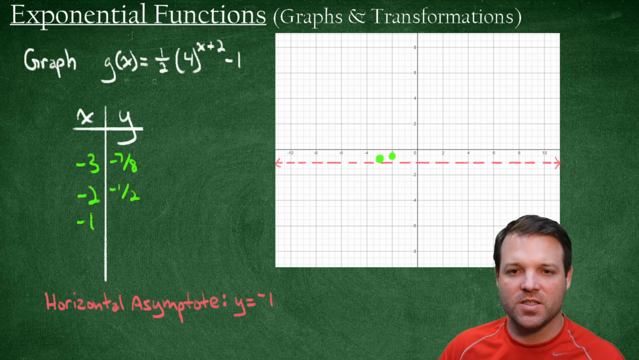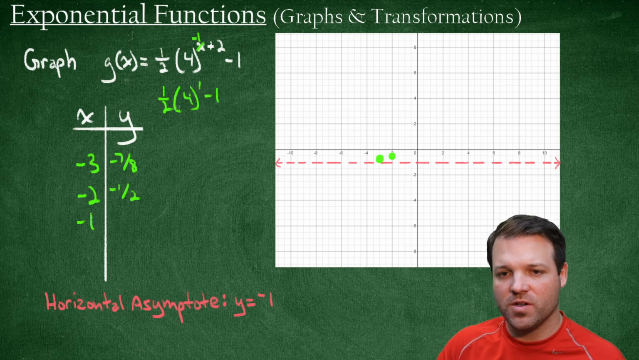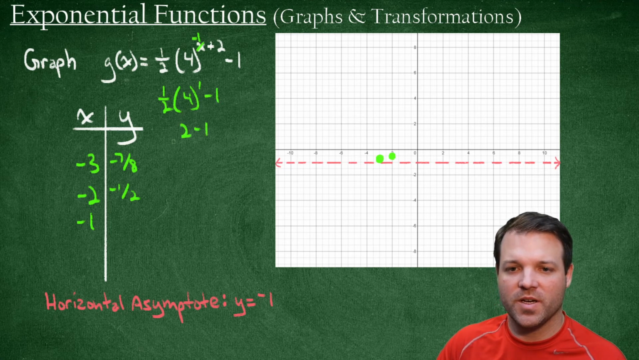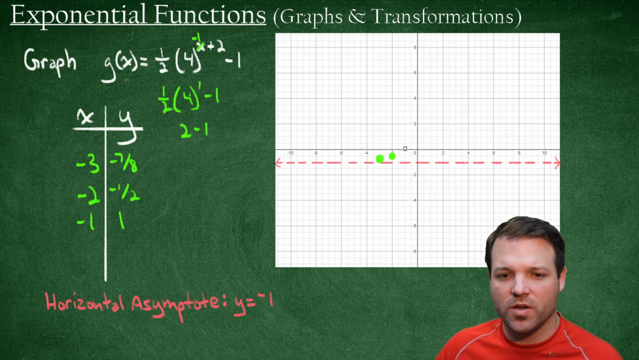So at x equal to -1, we plug in -1 here. That means I have 1/2 times 4 to the -1 plus 2, which is 4 to the first power, minus 1. 4 to the first power is just 4. So 4 times 1/2 is 2, minus 1. There we go, a nicer number. 2 minus 1 is 1. Oh, sorry, I thought I made a mistake. So here we go. At -1, we are at 1, and there's our point.